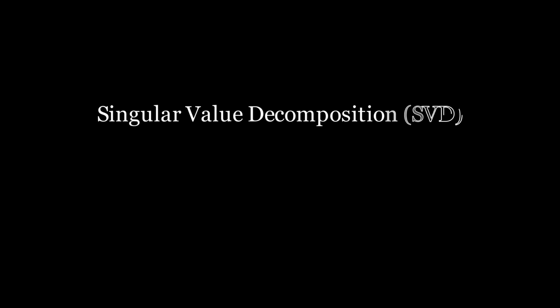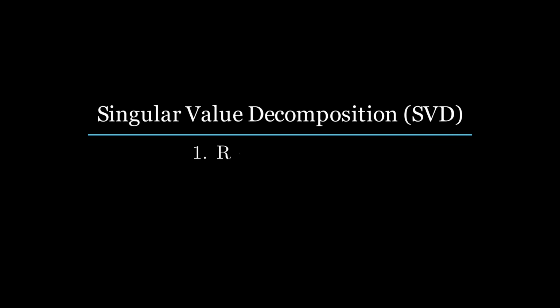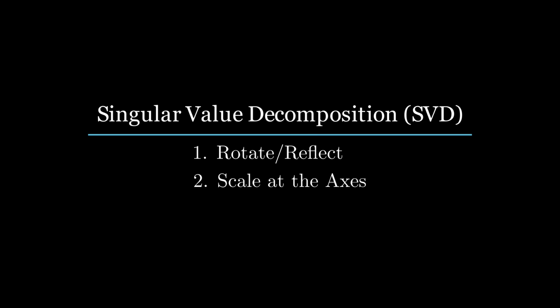To go deeper, we'll need another tool from linear algebra called the Singular Value Decomposition. I'm not going to go deep on this here, we'll just hit the headline, which is that you can break down any linear transformation into a combination of three parts. Those parts are a rotation or reflection, then a scaling of space at the axes, followed by another rotation or reflection.